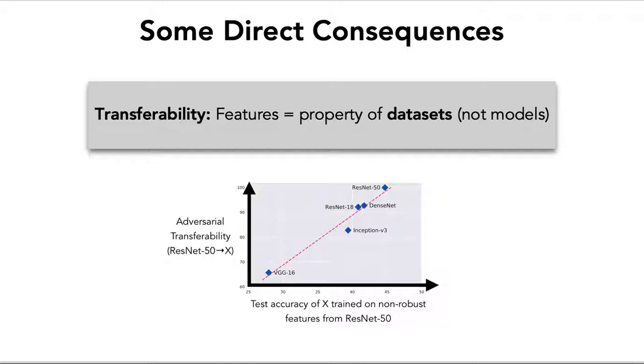We did some experiments, and indeed we can see that there is a correlation between transferability and how non-robust your model is. It really seems that the natural adversarial examples that appear in the real world, the ones that transfer, correspond to these non-robust patterns in the data.